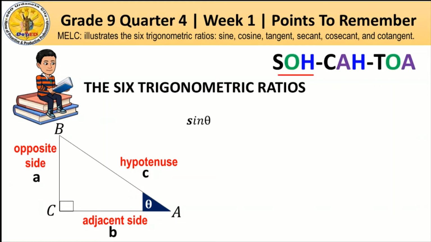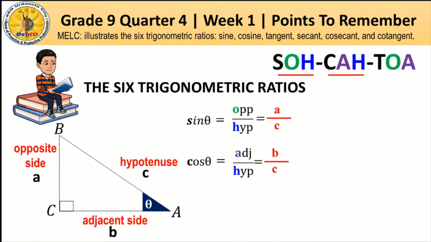SOH means sine is equal to opposite over hypotenuse, and based on the figure, that is equal to a over c. CAH means cosine is equal to adjacent over hypotenuse. Given in the figure, that is equal to b over c. And TOA means tangent is equal to opposite over adjacent, and that is equal to a over b.